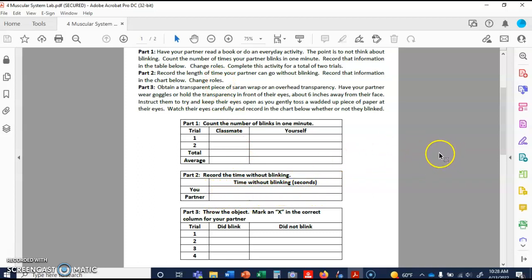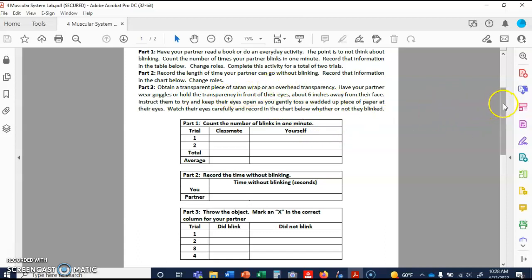Sometimes this causes your eyes to water. I've seen people just, their eyes will leak water. We call that crying. So sometimes that happens. This is not meant to be an endurance race. It's just meant to see about how long you can go without blinking.